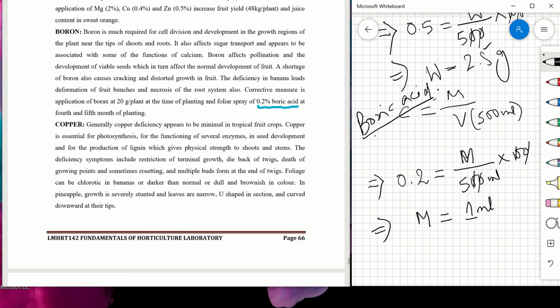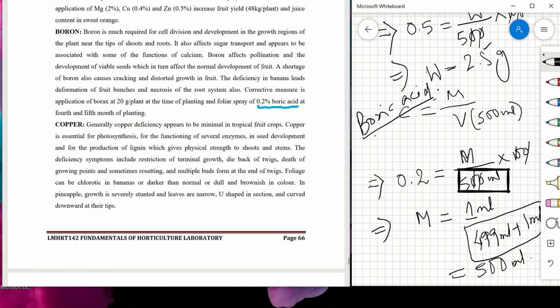Okay, so we have to take here 1 ml in. So while preparing this 500 ml, we have to take care. So how much do we have to prepare? 499 ml plus 1 ml. Then only the total will become 500 ml. Sometimes you make a silly mistake and take 500 ml directly. In that case it will become 500 plus 1, that is 501 ml. So there it will be a mistake.